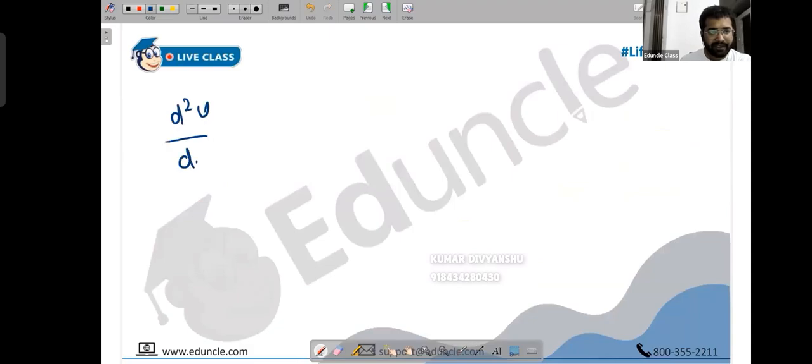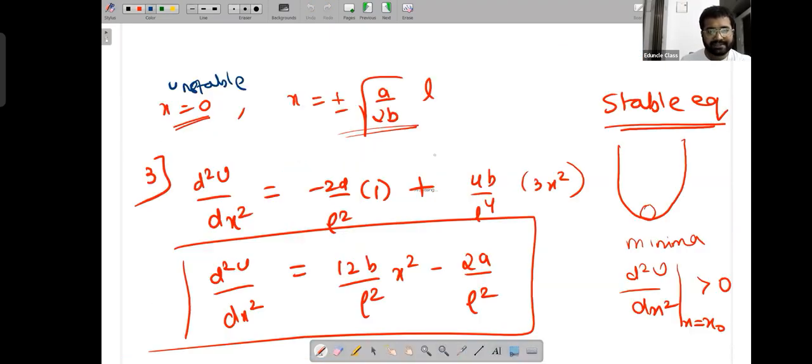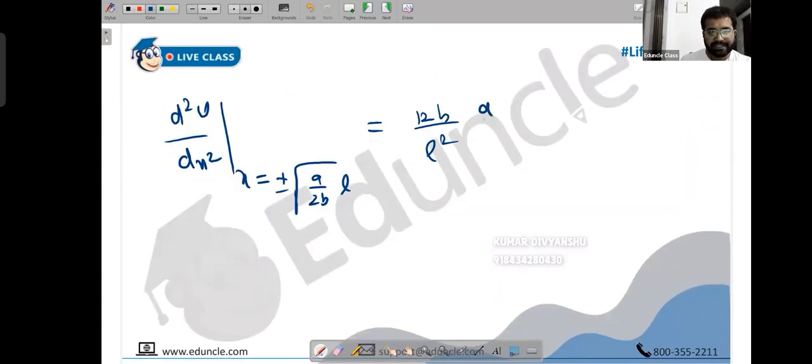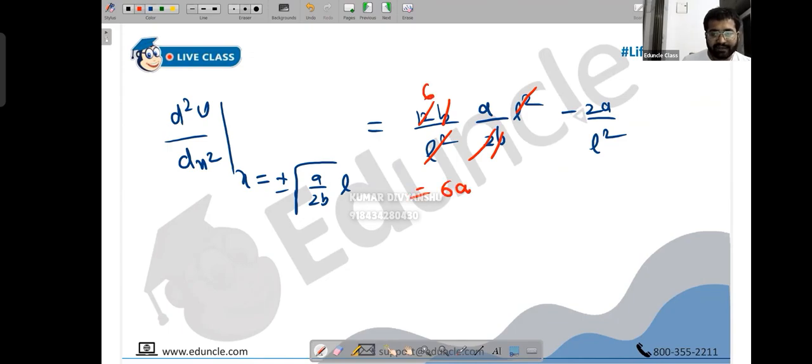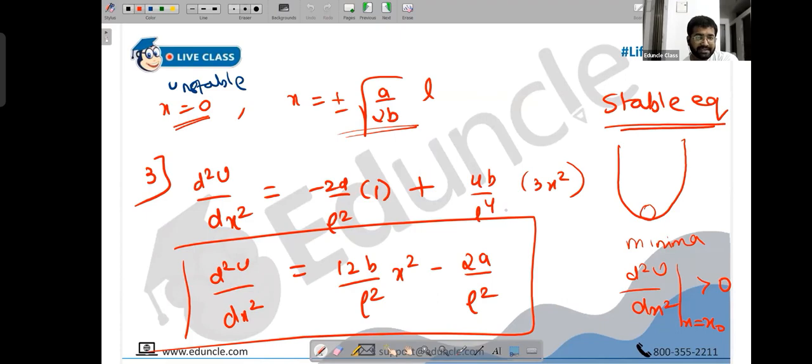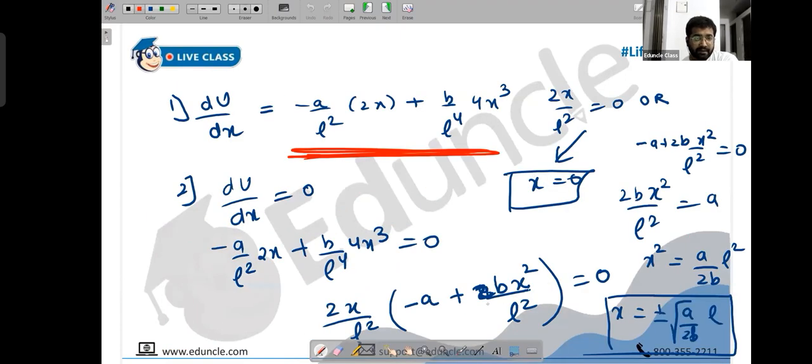So d square u upon dx square at x equals to plus or minus under root of a upon 2b times L is equal to, let's substitute 12b upon L square into x square. So square of this, that's a upon 2b L square, minus 2a upon L square. I hope you are with me. So L square gets cancelled. b and b gets cancelled. 2 ones are 2, 6 now. So I've got 6a. Oh, something is wrong. Sir, L is to 4. Where is L is to 4? 12 upon L is to 4.